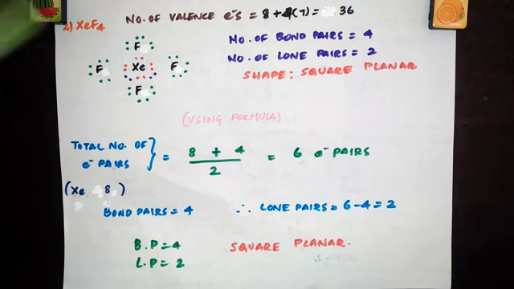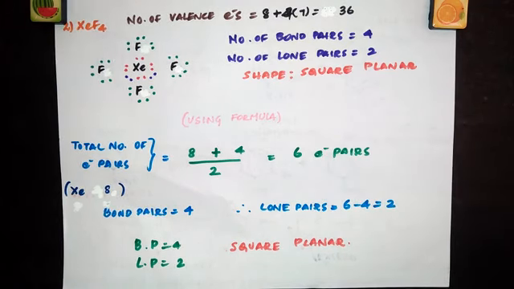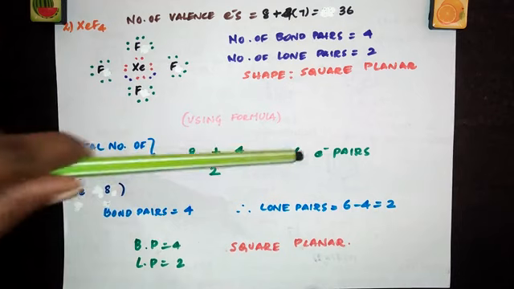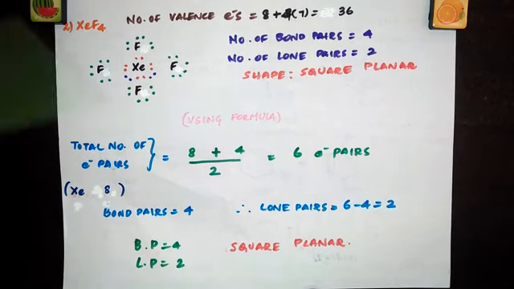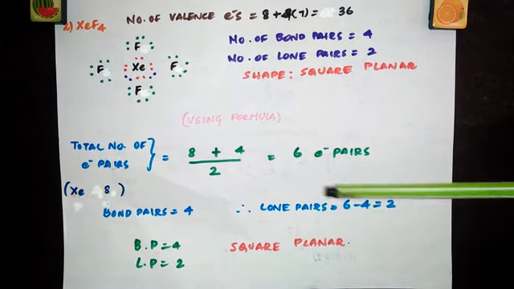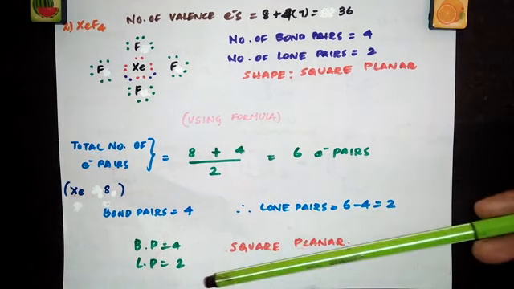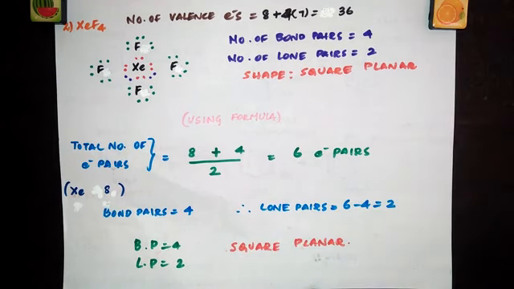And how many bond pairs are there? 4. Because we have 4 monovalent atoms bonded to the central atom. So the number of bond pairs is equal to 4. So 6 minus 4 gives you the lone pairs. So how many bond pairs? 4 bond pairs and 2 lone pairs. So the shape will be square planar.